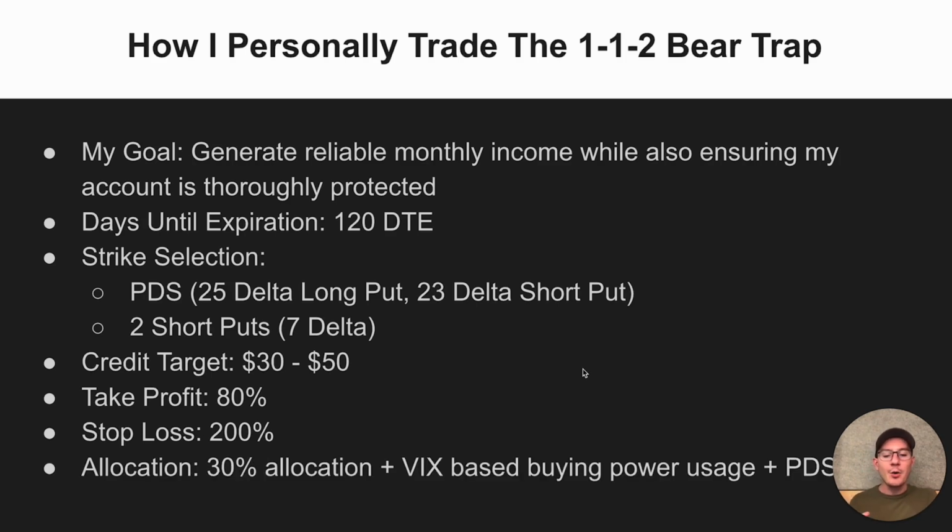Now, how do I allocate funds? I do a 30% max allocation. So if I'm using a $100,000 account, at max I'll use 30,000, okay? But I also change that amount that I'm using based on VIX. So if VIX is lower, I'll use less money. If VIX is higher, I'll use more money to trade with. And then I also turn all my trades into a put debit spread hedge. But also what I do is I use an indicator to warn me when the market is at a very high point and very likely to crash. And I'll explain that here when I get into the charts in a second.